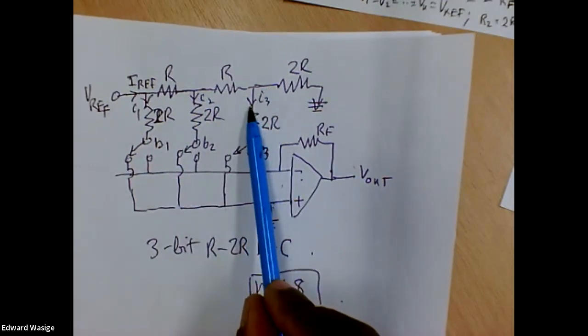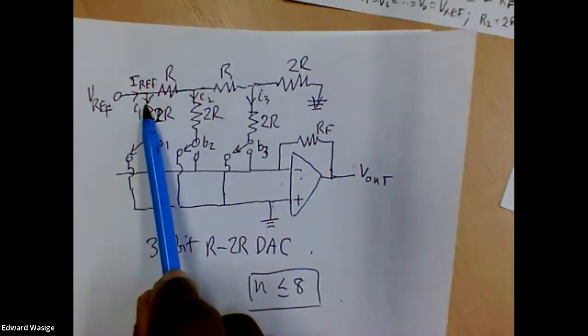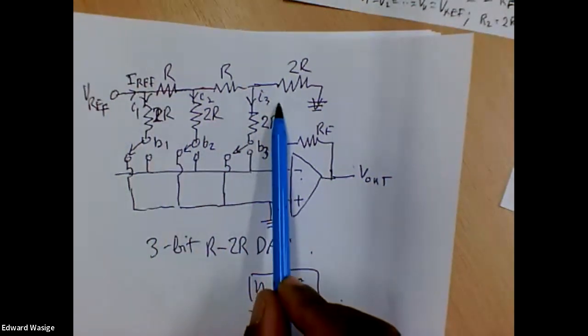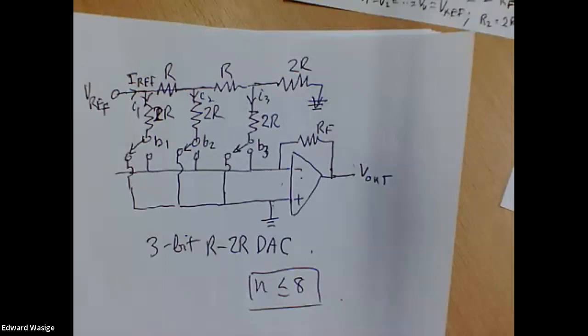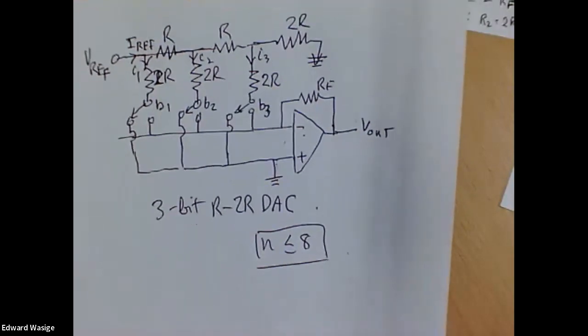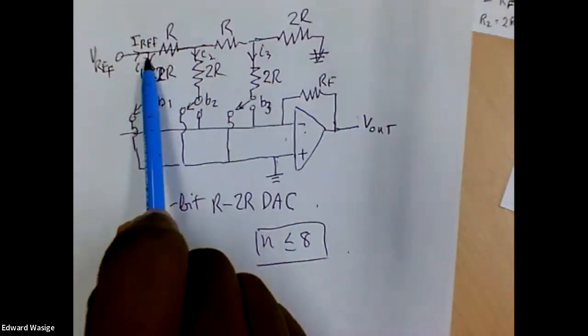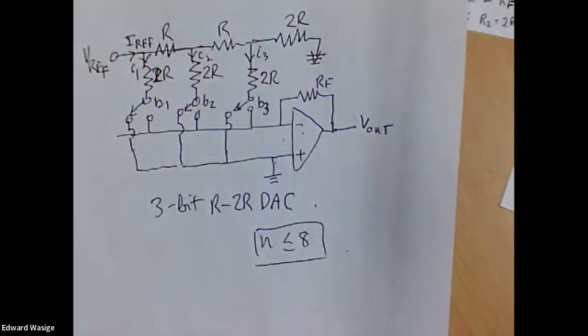And if you have up to 8 bits, the ratio between the current I1 and the current in the 8th branch is quite high. So if this is a milliamp, then the current in the 8th branch is almost in the noise level. And so one needs to make engineering judgments there.